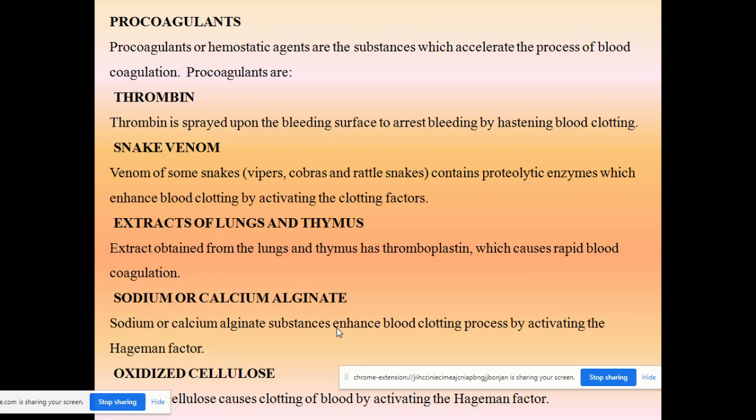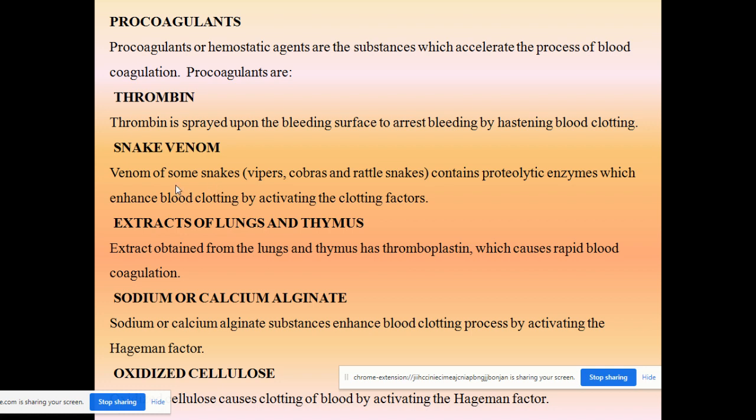Procoagulants are the opposite of anticoagulants; they promote coagulation. They are called hemostatic agents. I think you would have understood the meaning of hemostasis. What is the role of these substances? They accelerate blood coagulation. They include thrombin, snake venom, extracts of lungs and thymus, and sodium or calcium alginate and oxidized cellulose. Thrombin is sprayed upon the bleeding surface to arrest the bleeding by hastening blood clotting.